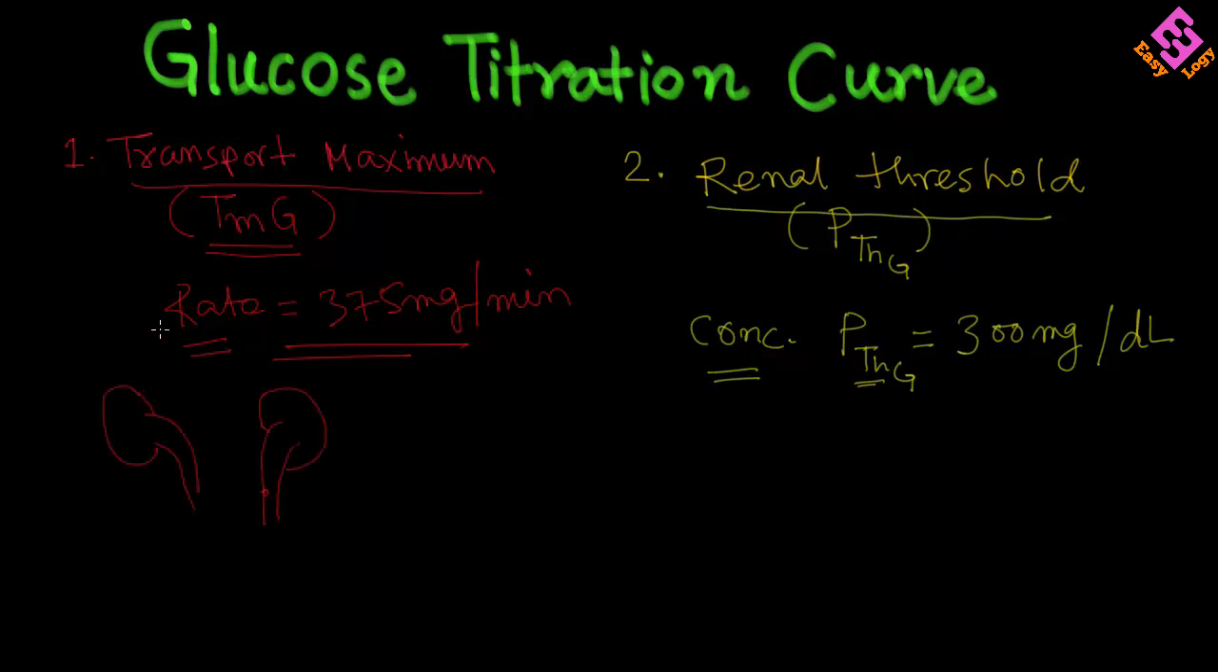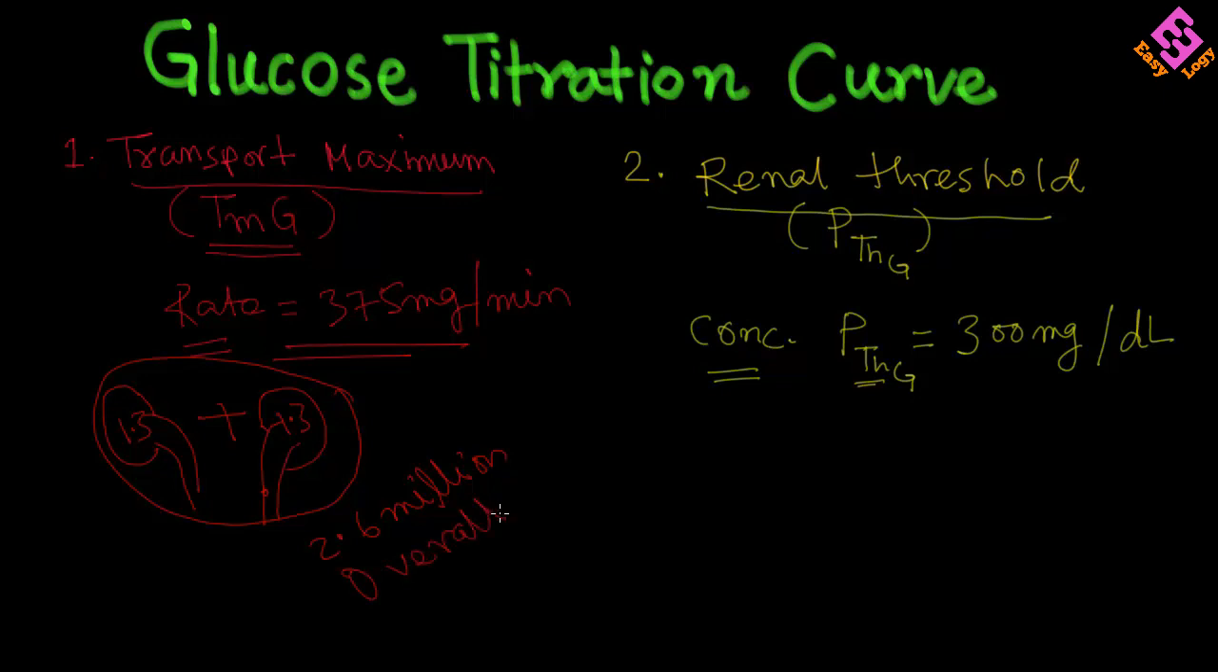One important thing is that contributing to transport maximum is the total number of nephrons. One kidney has got 1.3 million nephrons, another kidney has got 1.3 million nephrons. Together these, a total of 2.6 million nephrons, contribute to the transport maximum. All the nephrons in both kidneys are not equal in function, so we can call it an overall transport maximum.